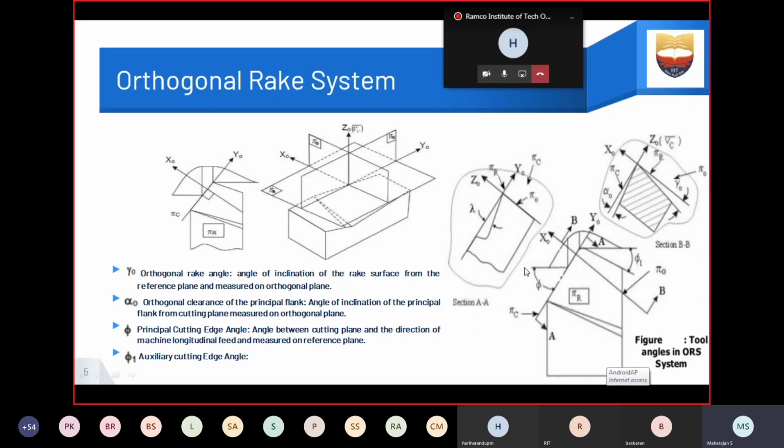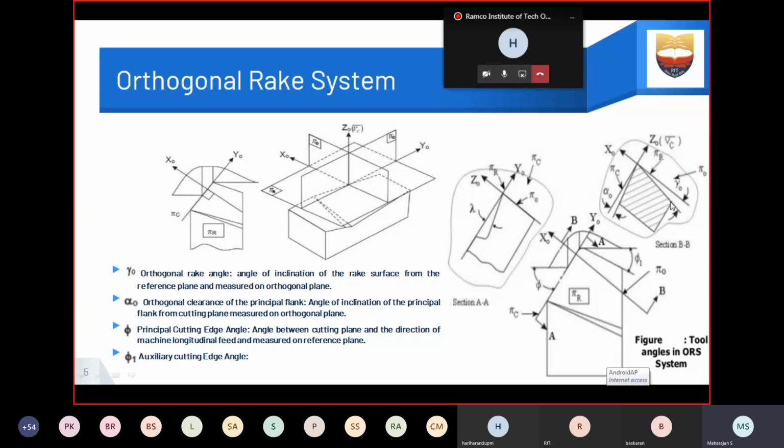So the work material comes here, and the flow of chip will be in this direction. We are going to cut using this section. BB is the section. Using engineering graphics, you would have studied that BB is a sectional plane. If you cut and see the sectional view of section BB, it will be like this. You can view the X naught and Z naught. In between are the angles gamma naught and alpha naught.